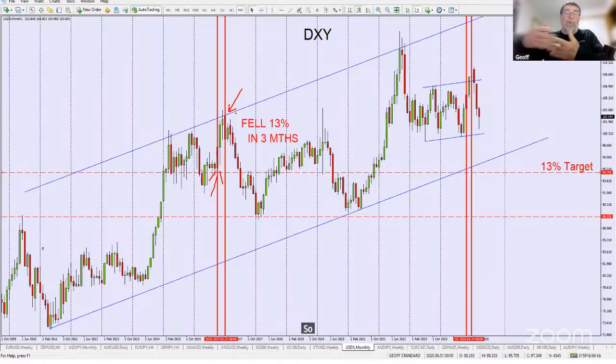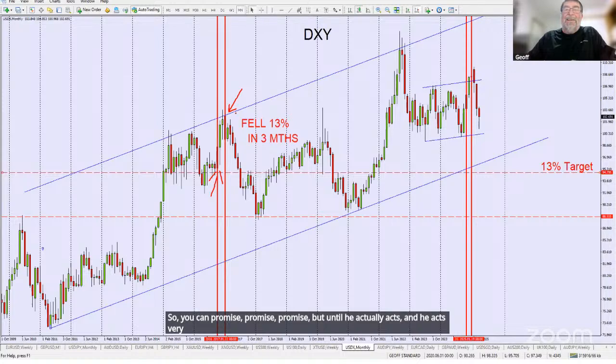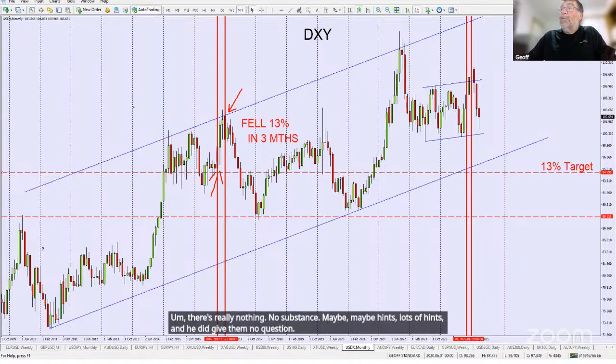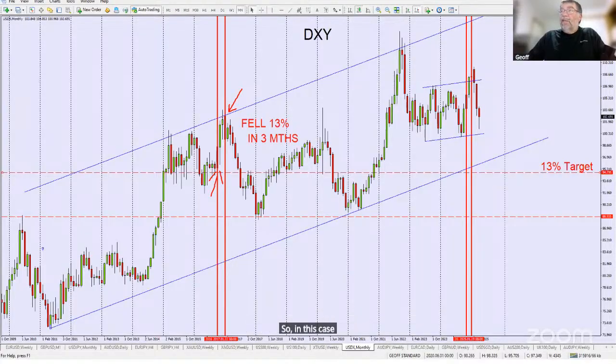So you can promise, promise, promise, but until he actually acts, and he acts very quickly, as we now all know, there's really nothing, no substance. Maybe hints, lots of hints, and he did give them, no question. So in this case, in 2016 into 17, the market after the election went up, up. This is the US dollar for 3 months before it turned around. So I thought that would be interesting to compare to what happened since the 2020 election.